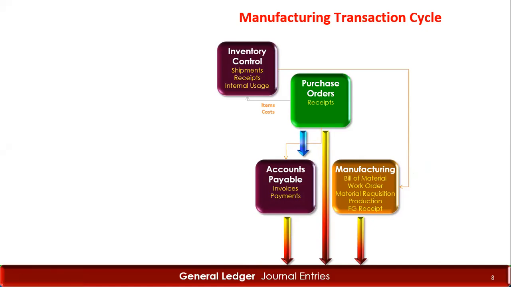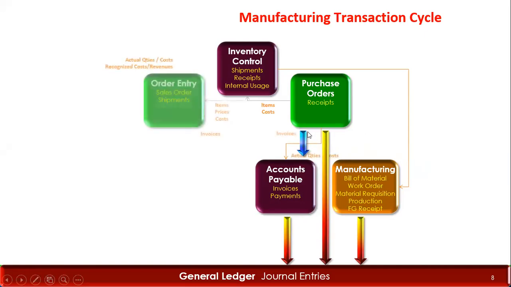Then you do the production and then you get your finished goods. So that's how interconnected manufacturing is. However, at the end of the day, when you produce finished goods, what else will happen? You would sell those finished goods. So that's where order entry comes in, because you have to sell.